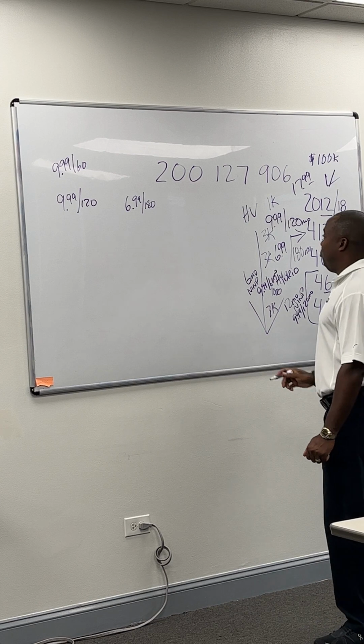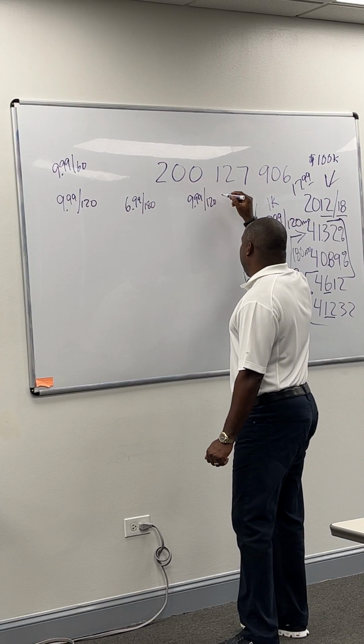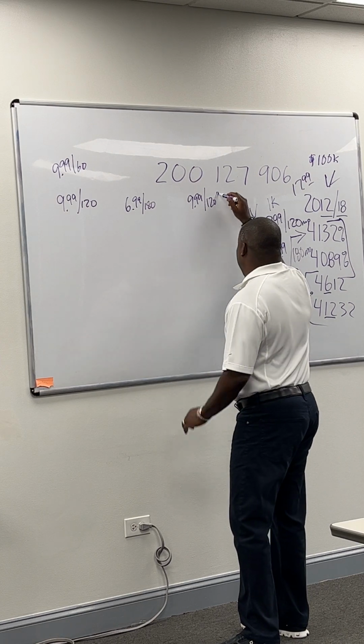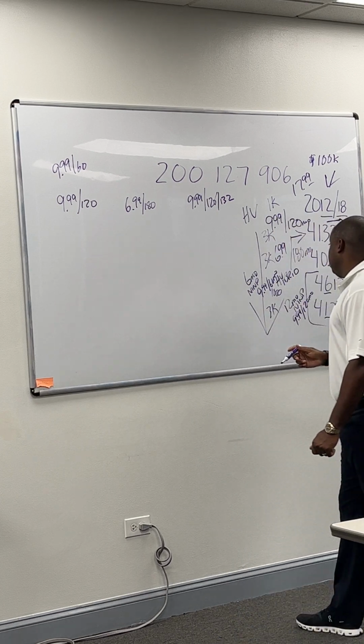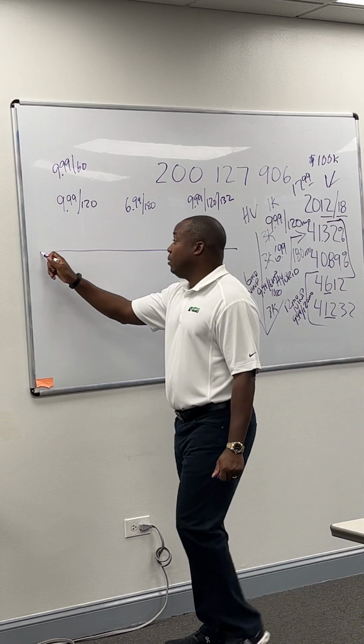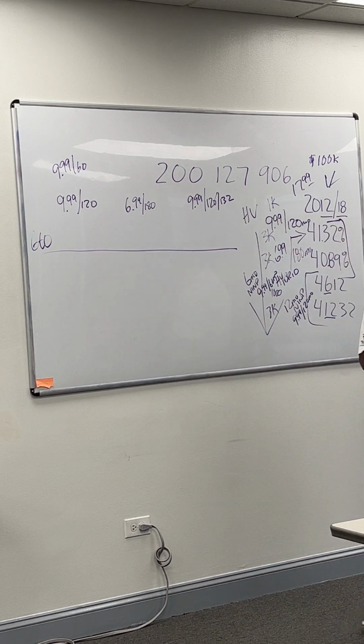And we have a 9.99 120, which is really 132 because we have a 12-month no interest on the front. Now, all those loans require a 660 score or above.